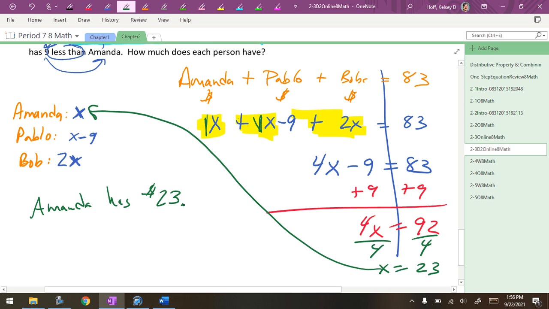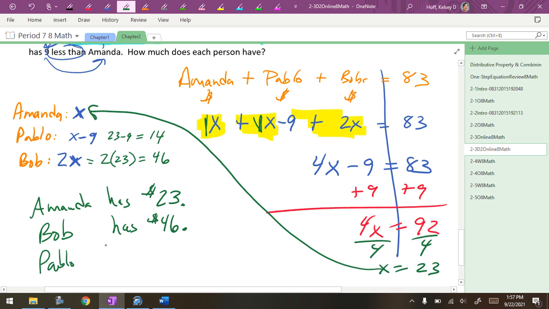How am I going to figure out Pablo or Bob? Aiden? Very good. And what is our unknown there? 23, right? 2 times 23 would give me 46. So Bob has $46. How am I going to figure out Pablo? 23 minus 9 is 14. So Pablo has $14.